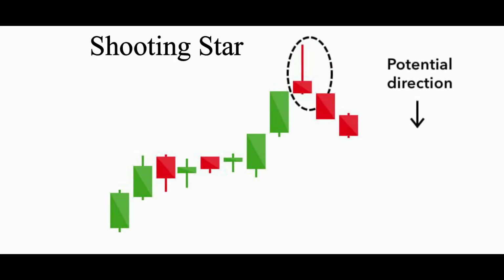Shooting star. It has the same shape as the inverted hammer, but it is formed in an uptrend.